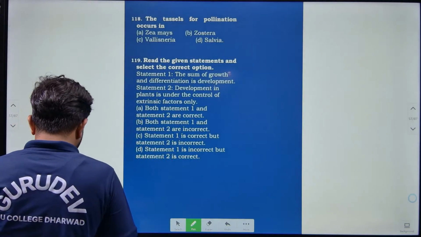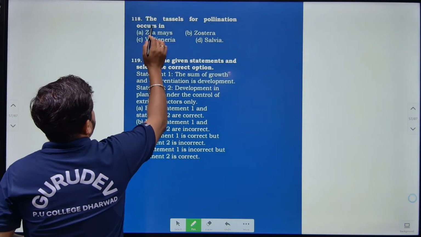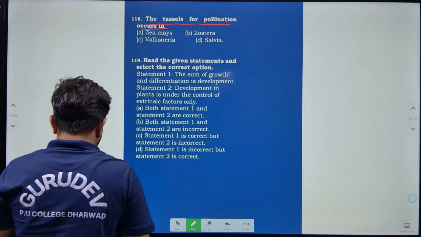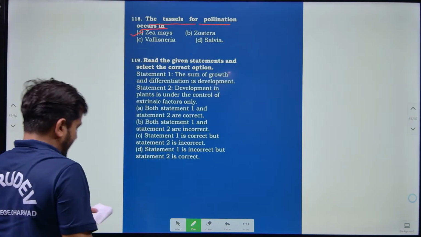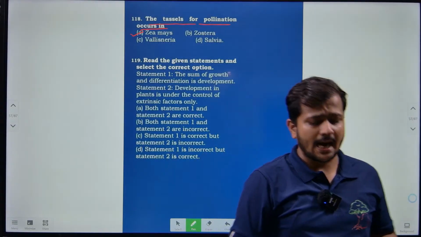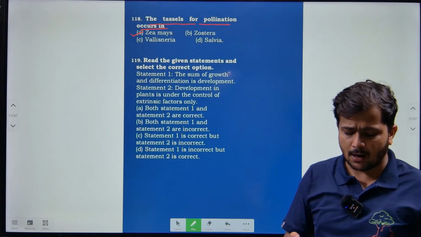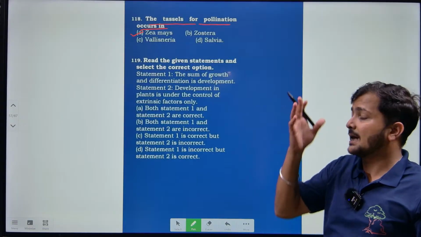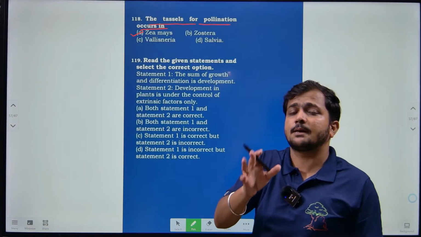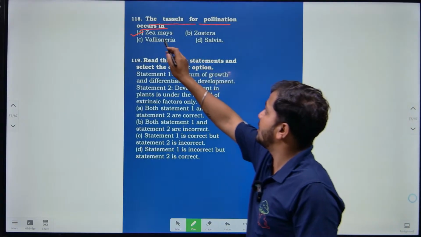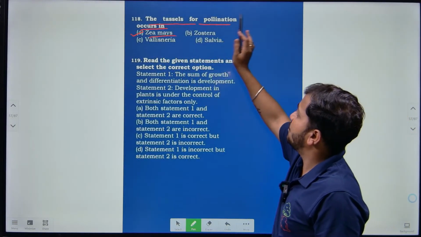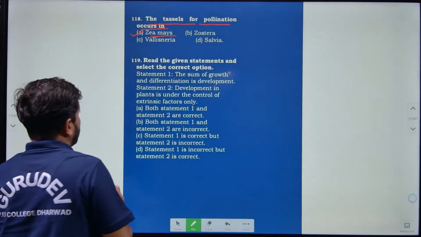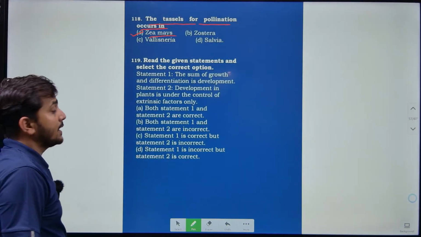Then the next question: the tassels for pollination occur in what? Actually Zea mays, right? And what are these tassels? Tassels are the long style and stigma produced on the corn cob, right? Zea mays is the corn cob, with long slender structures seen with respect to the stigma and anther. So tassels for pollination occur in Zea mays, to trap the pollen grains here, right?